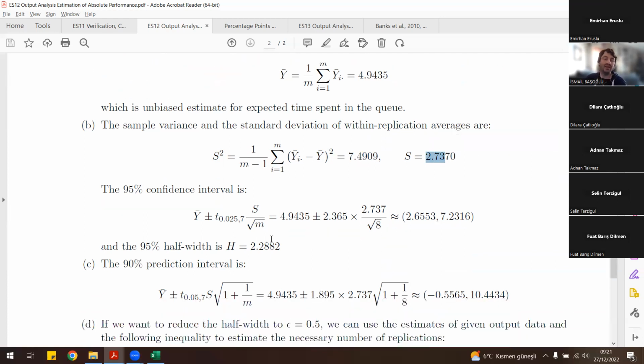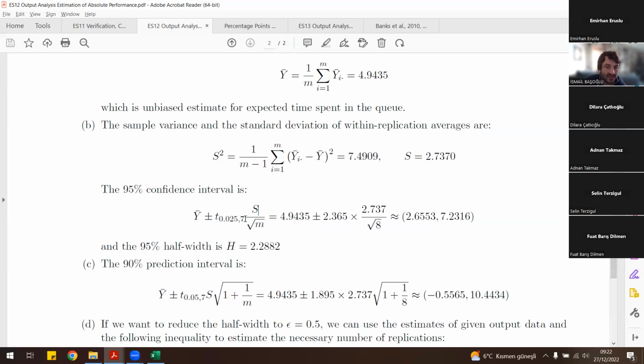Now we need to provide a confidence interval while using the sample standard deviation. We want to provide this 95% confidence interval for the expected waiting time in the queue. So the sample standard deviation should be divided by the square root of the number of replications, which is the square root of 8. And we need to multiply it with a certain t quantile if we want to provide a 95% confidence interval. Then from both sides of the t distribution, we need to split 0.025 probability.